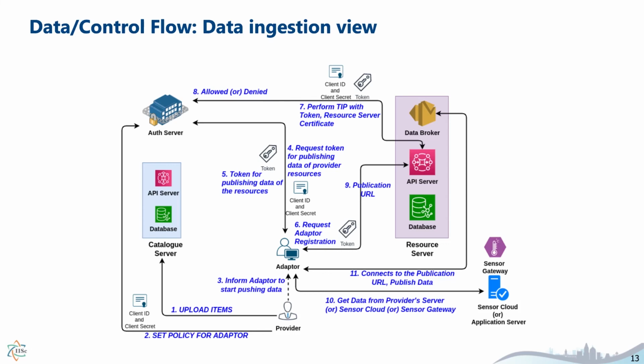Here it is assumed that while publishing the data, the provider has made available to the adapter all the credentials that are required to pull data from a downstream server that is being pushed into the resource server. So these two flows will provide a good view of how the stakeholders interact with the various services provided by the data exchange.